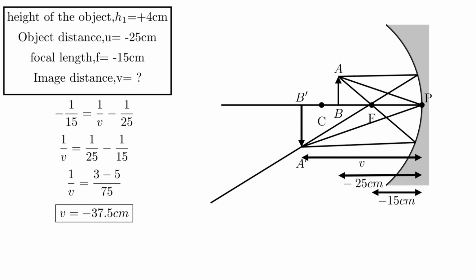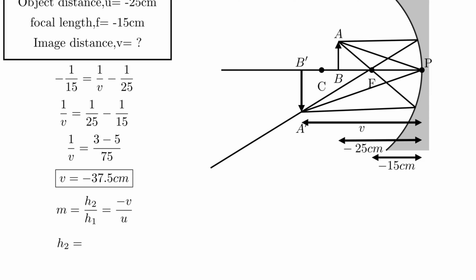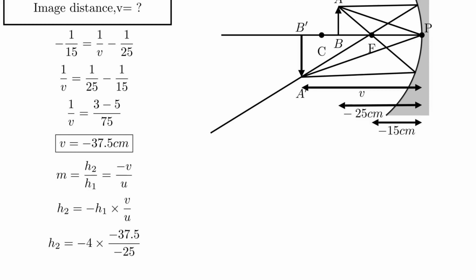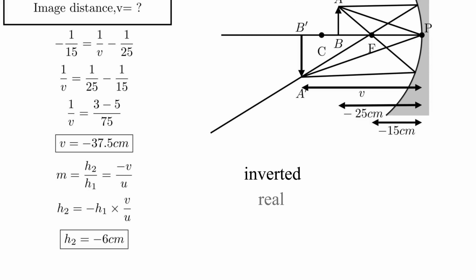To find the size of the image, we make use of the relation magnification = h2/h1 = -v/u. Therefore, h2 = -v/u multiplied by h1. On putting the corresponding values of v, u and h1, we get h2 = -(-37.5)/(-25) multiplied by 4. On simplification, we have h2 equals -6 cm. The negative sign indicates the image is inverted, and negative magnification indicates that the image is real.